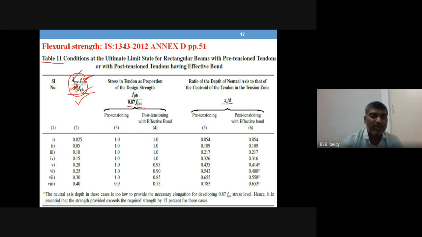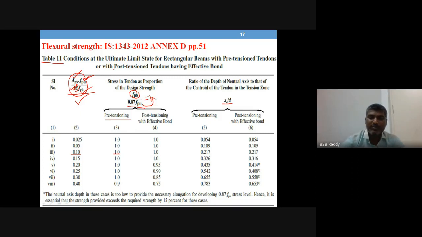So once you get a value, say 0.1, and if it is a pre-tensioning member, you have to take this as 1. So FPB can be calculated as 1 into 0.87 FPU. What is FPU again? The characteristic tensile strength of the tendon will be given to you. Maybe 1000 megapascal, 1200 megapascal, 1600 megapascal.